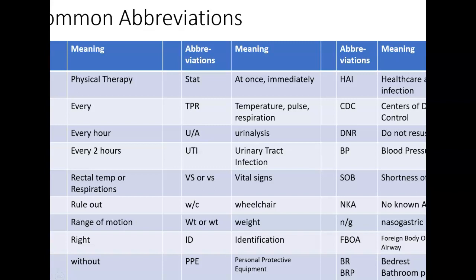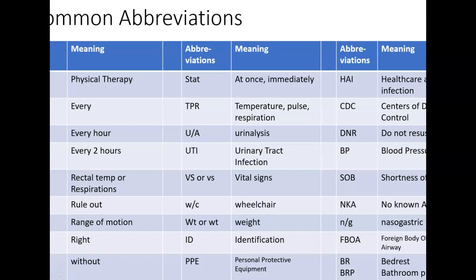TPR is temperature, pulse, and respirations. And we're going to learn when we're documenting our vital signs, we usually do things in TPR order: temperature, pulse, respirations, and then blood pressure. UA is urinalysis. UTI is urinary tract infection. VS is vital signs. W/C is wheelchair. Weight is WT. ID is for identification, and we learned that we're always wanting to check our identification with our residents. We want to check their ID bracelet, and if they aren't wearing one, we ask them first and last name, and we can ask them date of birth to confirm it.